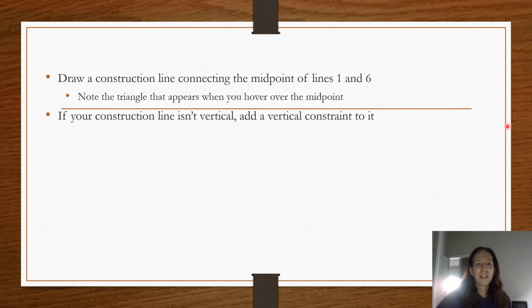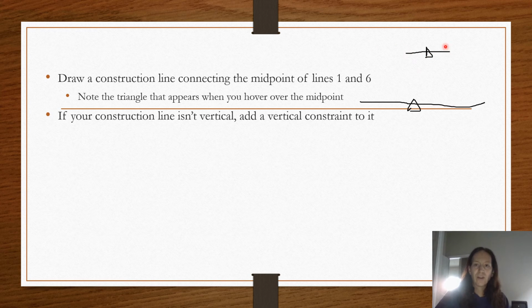So we are going to draw a construction line connecting the midpoints of lines 6 and 7. Note that a triangle appears when you hover over your midpoint. So lines, I think I said 6 and 7, but I meant 1 and 6, and that's what's there. So 1 is the bottom line and 6 is the top line. And when you hover your cursor over the line, this little blue triangle will appear, and that is your midpoint symbol. So that's how you know that you're at the midpoint.